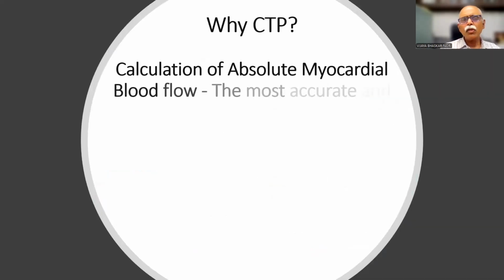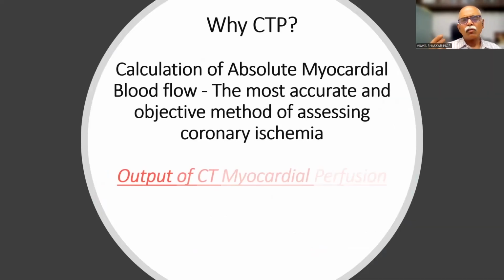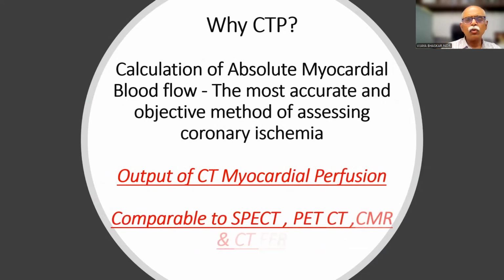Now, why should you do a CT perfusion? CT perfusion is going to give you absolute myocardial blood flow values, which are the most accurate, objective method of assessing coronary ischemia. And the output of myocardial perfusion is myocardial blood flow values. And those are the ones which are more objective. And those are comparable to SPECT, PET-CT, CMR, and CT-FFR.